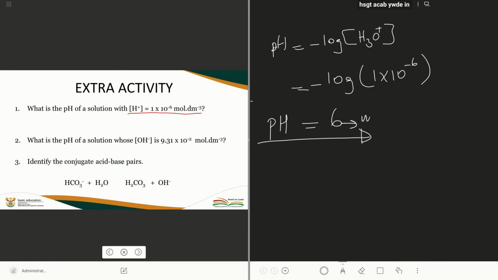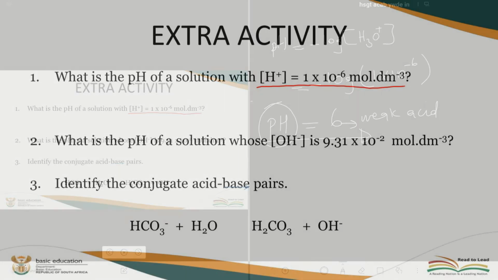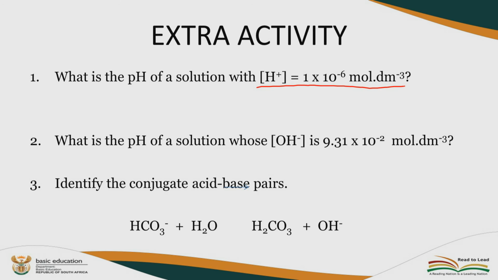However, this is going to be a weak acid. Because remember, the value of the pH will always indicate the strength of an acid in terms of whether it's a strong acid or a weak acid. What is the pH of the solution whose hydroxide ions are 9.31 times 10 to the exponent minus 2 mole per decimeter cube?